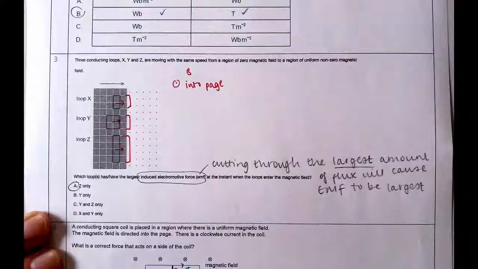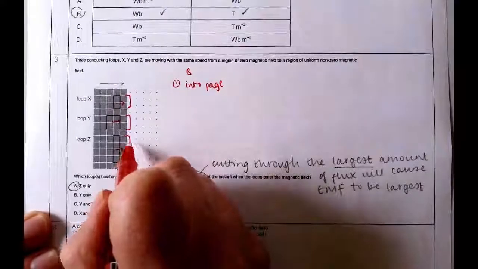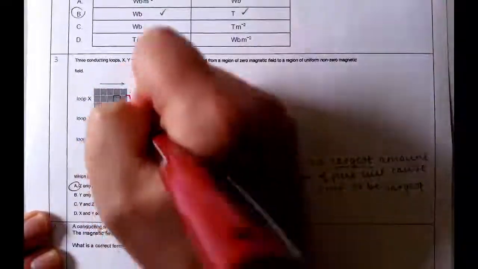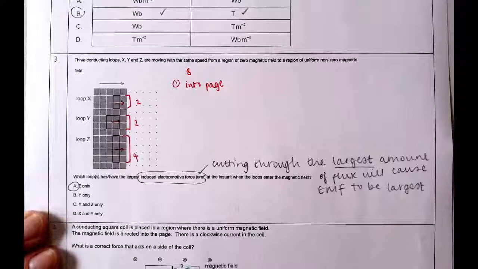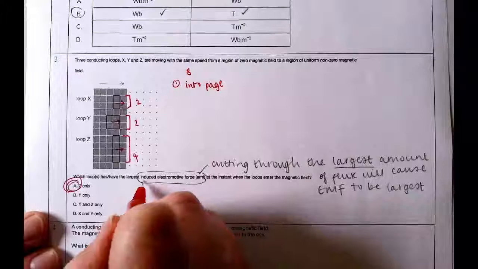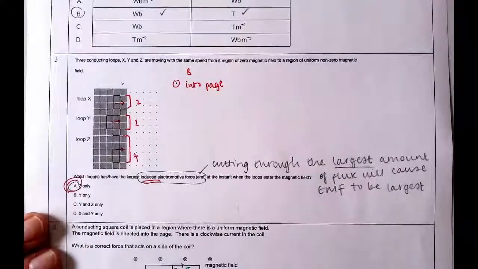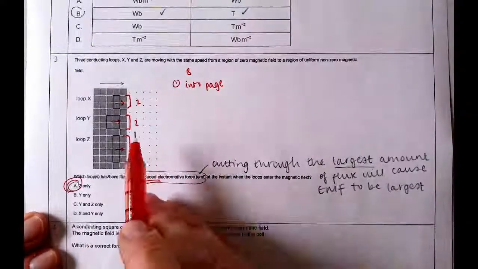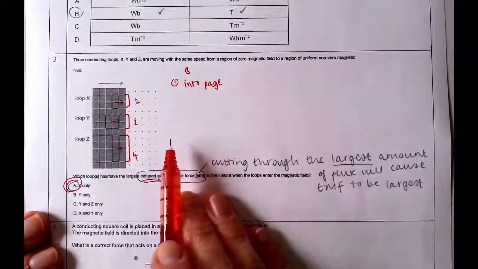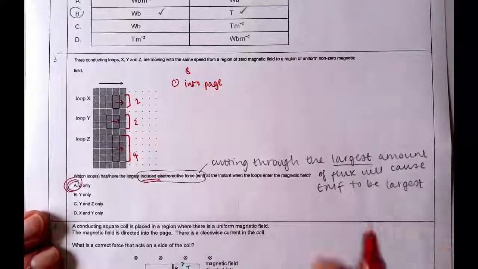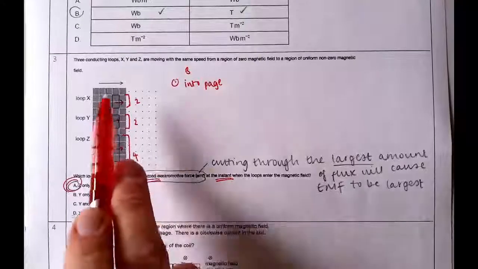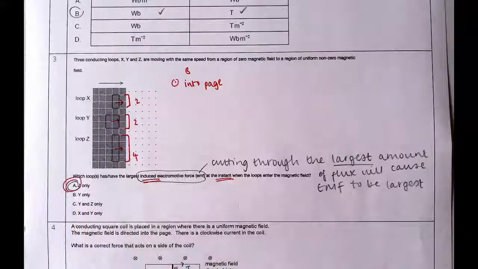Hopefully you can see that at this first instant, this one is cutting through 1, 2, 3, 4 flux lines, whereas these are only cutting through 2. So we are going to say that loop Z is going to cause the largest induced EMF because there's more flux involved. Obviously once we've got into the magnetic field fully, we're not changing how much flux we have anymore. So it doesn't stay this way, but because it says at the instant when the loops enter, we have an instant difference of 4 and 2, so we can choose Z at that point.